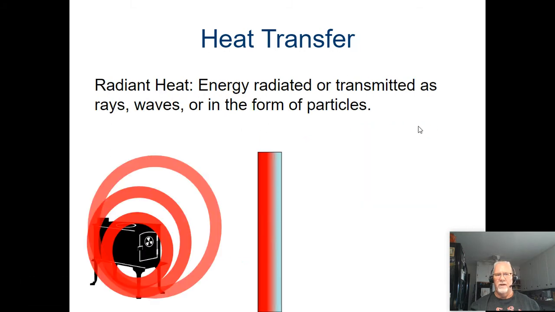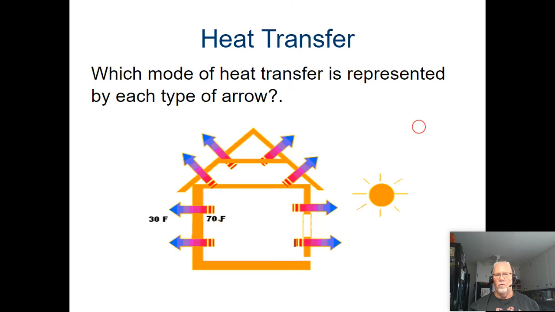And the third one is radiant heat. Radiant heat is energy that's transmitted as rays or waves, or in the form of particles. Think of the sun shining in. That's radiant. Everything it touches is getting warmer. So what does this mean for a building?